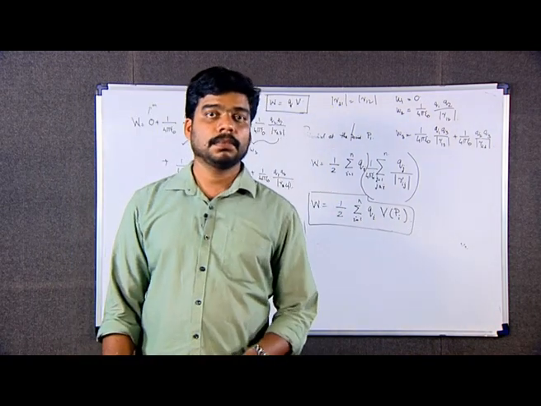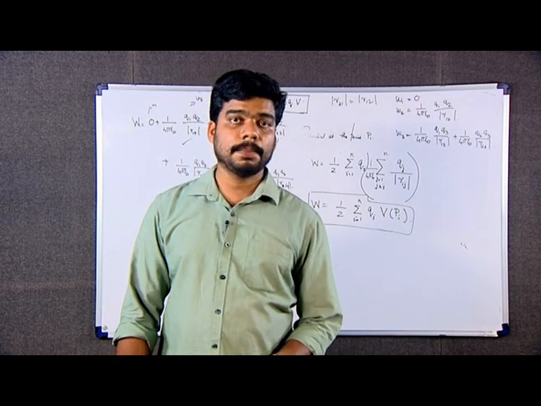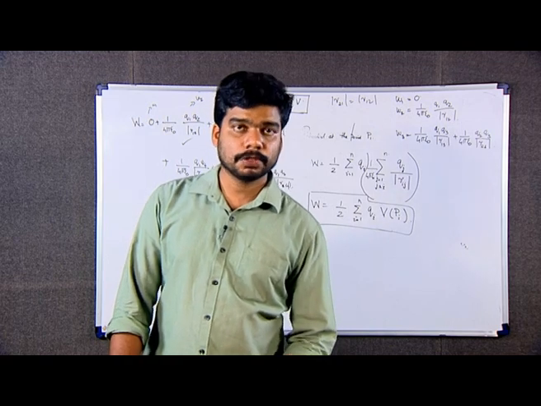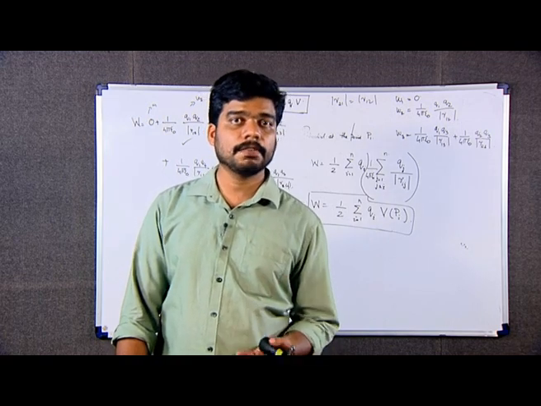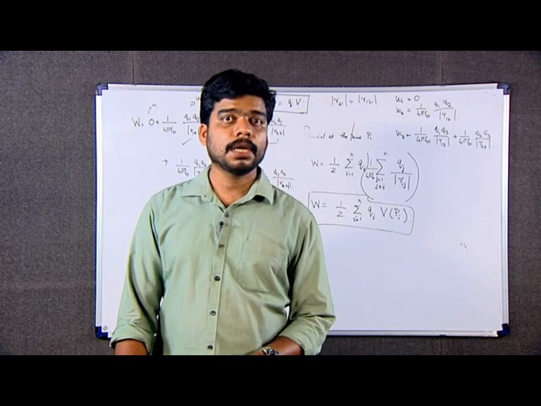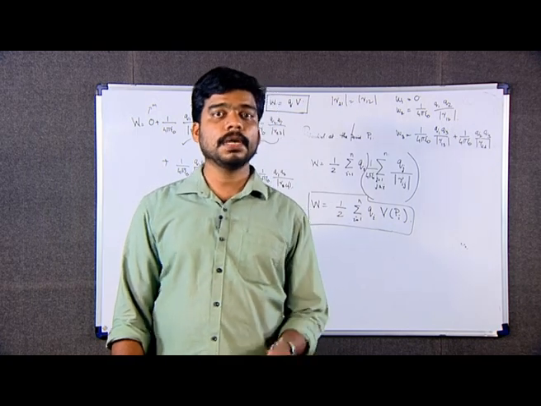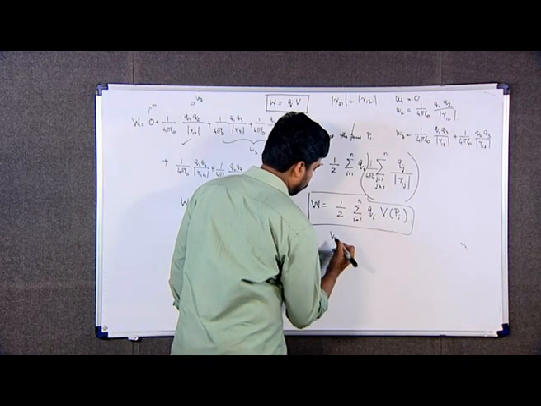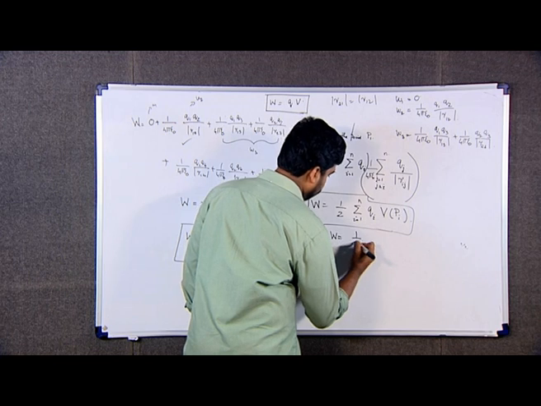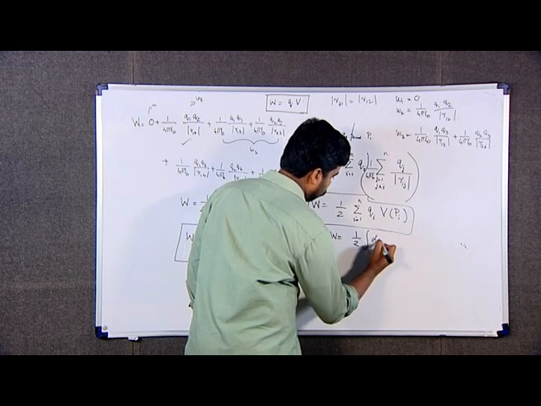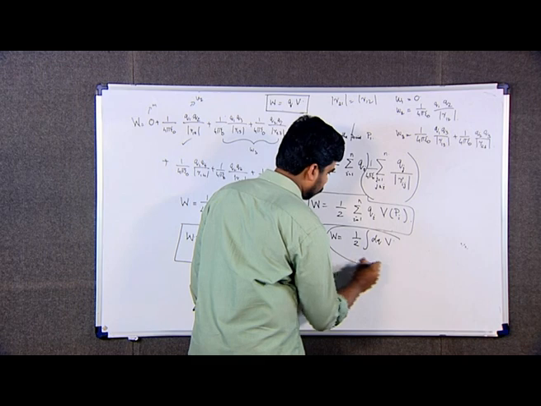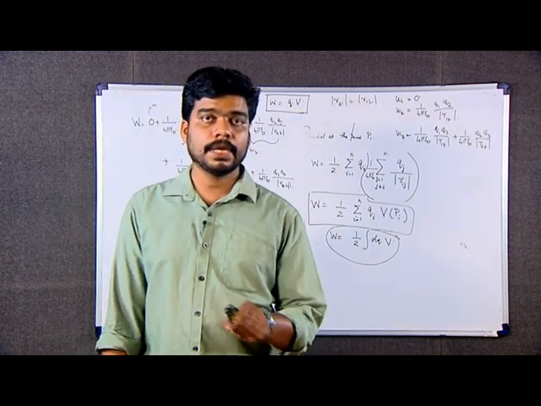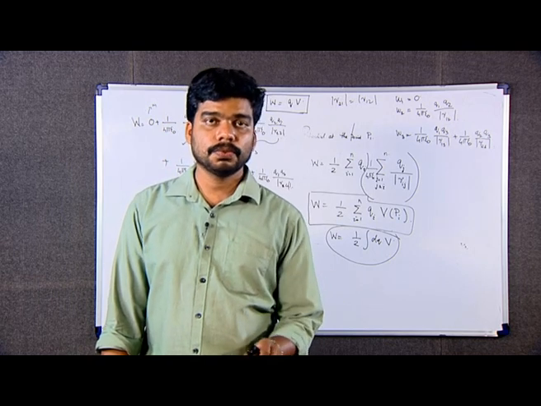charges. So, if it is a continuous distribution, then the potential and everything will become a continuous distribution of charges, and sigma V p i will become V, and sigma q i will become dq. So, we can write W for the continuous charge distribution as W is equal to half into integral dq into V. If it is a continuous charge distribution, I can write W as half into integral dq into V.